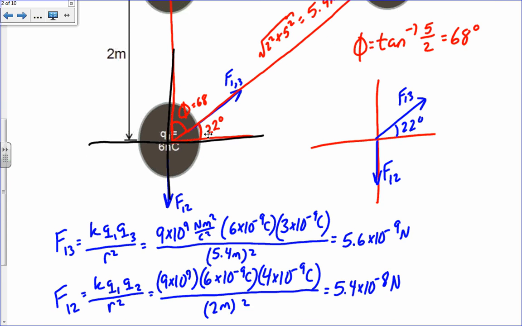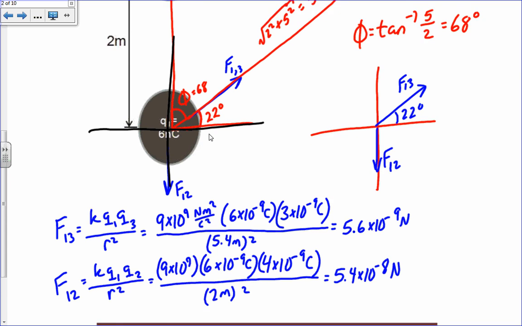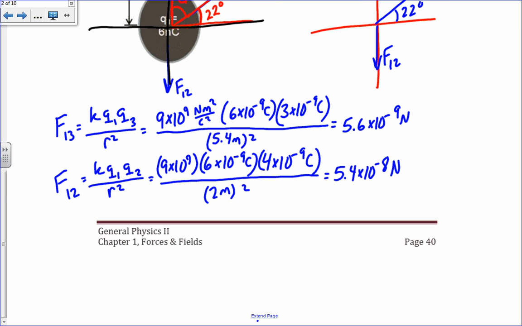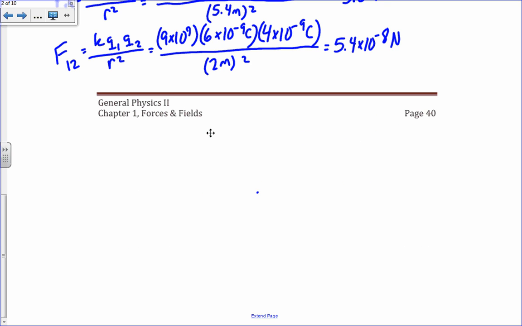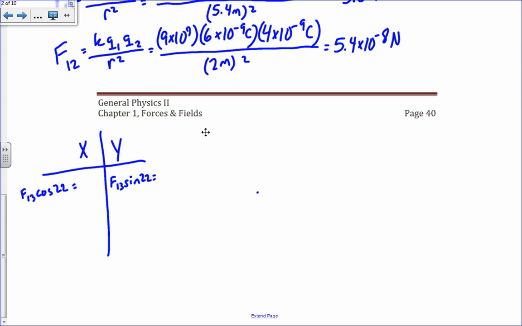Notice that the force F12 is a lot bigger than the force F13. Now I want to find the x and y components of each of these forces. I'll make a little table like we did last semester. These are going to be my x components. These are going to be my y components. The x component of F13 is going to be F13 cosine of 22, and the y component is going to be F13 sine of 22.